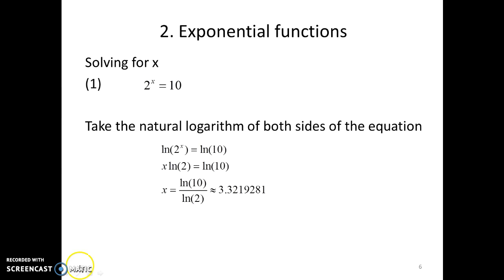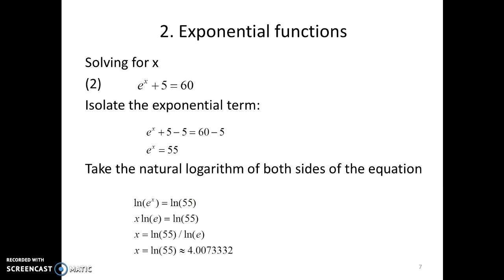So we can rewrite it as x times the natural logarithm of 2 equals the natural logarithm of 10. So x equals ln 10 over ln 2. Using your calculator, you can get the value of x, which is approximately 3.32.